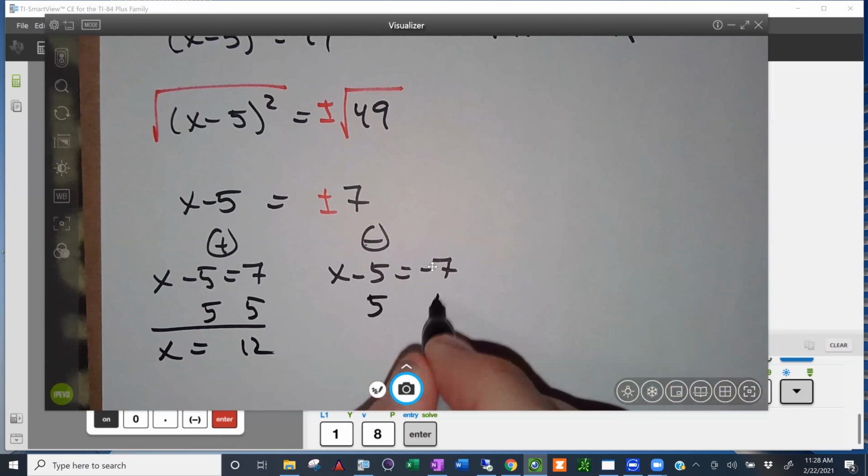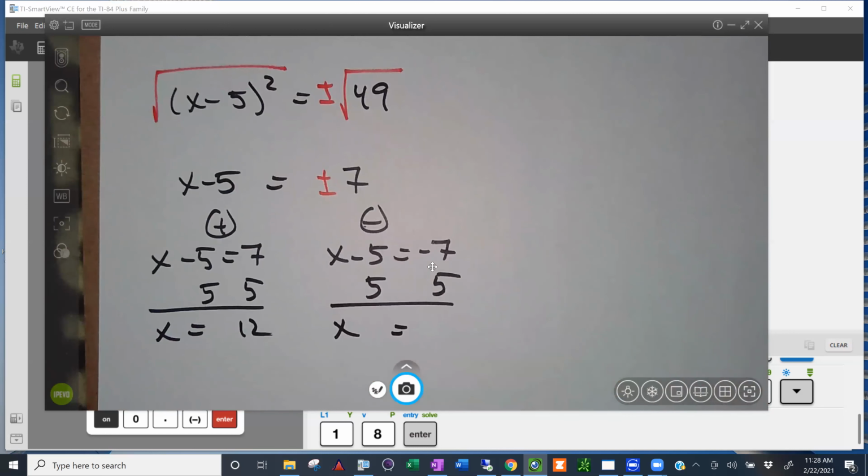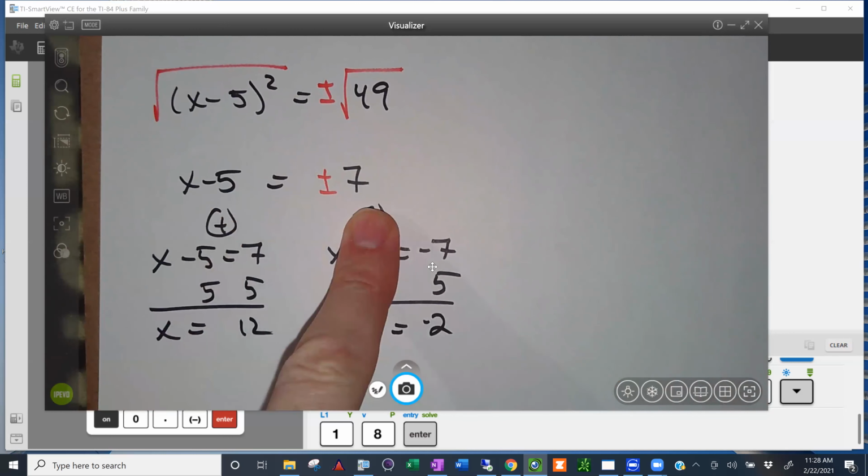What happens if I add 5 here? What do I get? -2. Negative 2. Thank you, Christy. Wow. So you can't just move this over and get plus or minus 12, because that would only be half right.